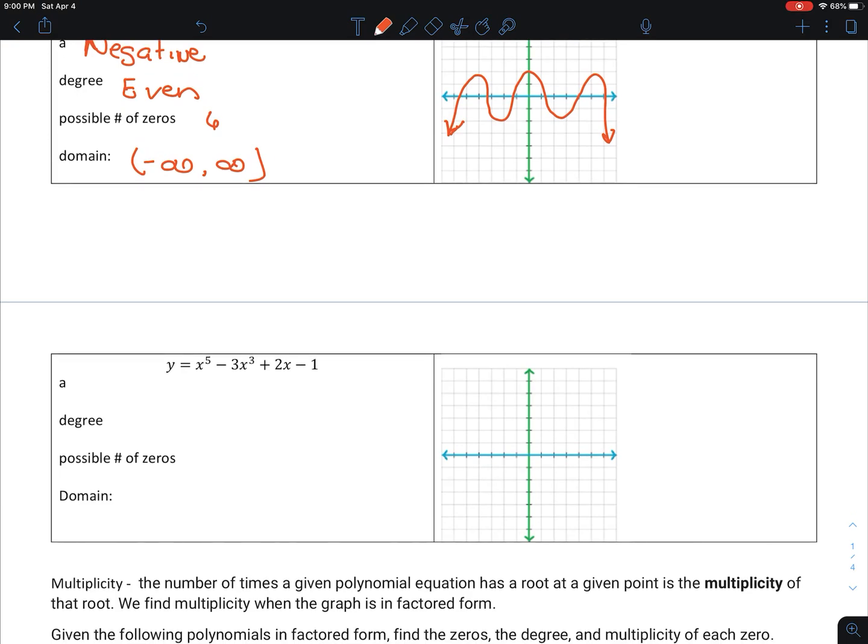All righty, I want you to do the last one. Just sketch a basic graph of what that looks like. Pause the video and come back and I'll show you.